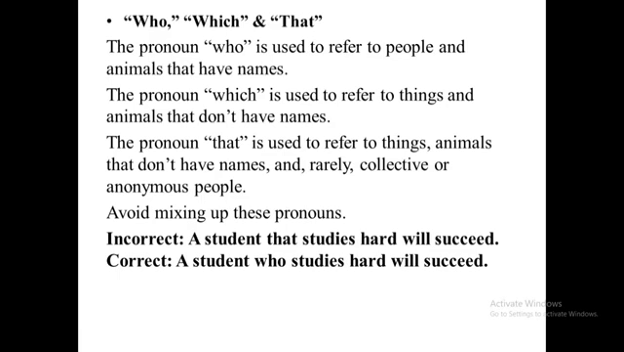Now using who is making the sense clear. As earlier we have discussed, who is used to refer to people and animals that have names. Which is used to refer to things and animals that do not have names. That is used to refer to things and animals that do not have names, and rarely collective or anonymous people.